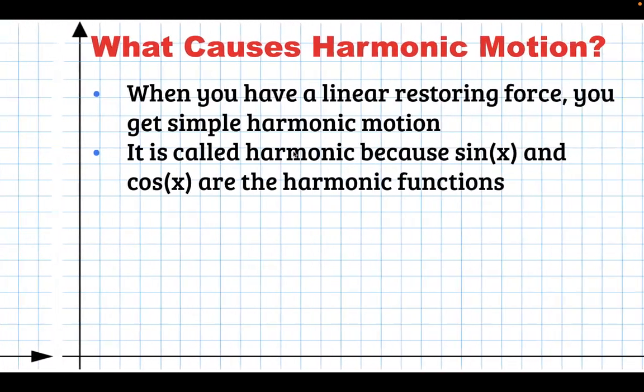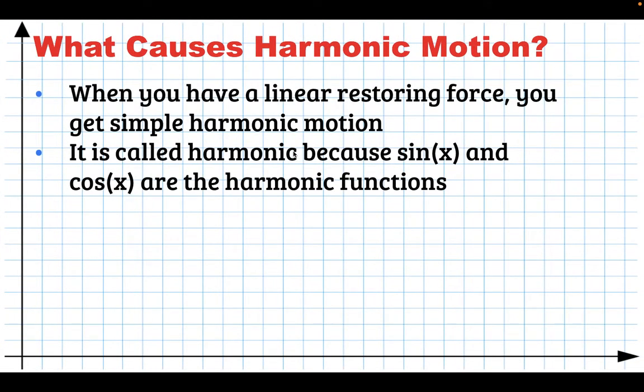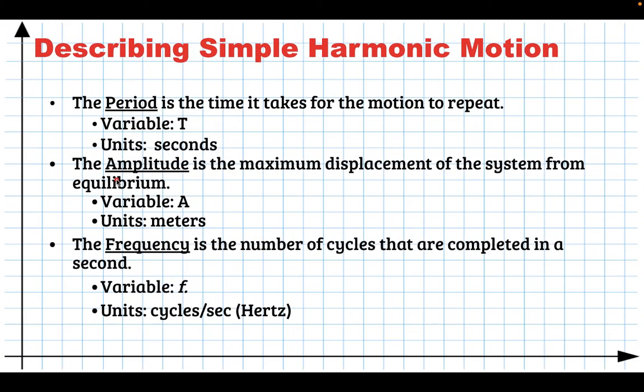We're going to skip that. When you have a linear restoring force, like in the case of a mass on a spring, or a guitar string, or a piano string, or any taut wire or cable, and you displace it from equilibrium, it vibrates, it oscillates, and it's called simple harmonic motion. And we call it simple harmonic motion because sines and cosines are what mathematicians call the harmonic functions.